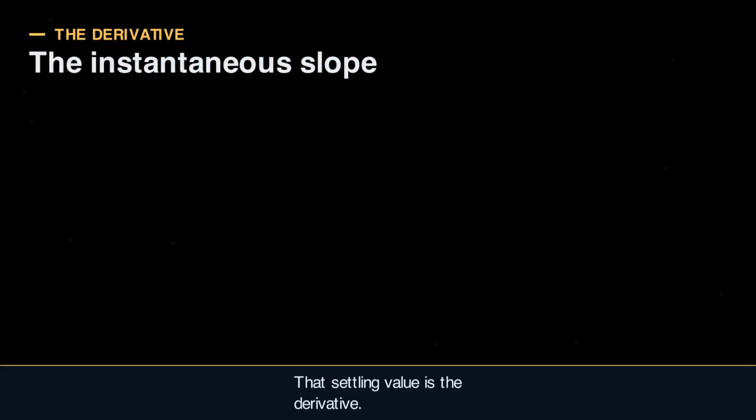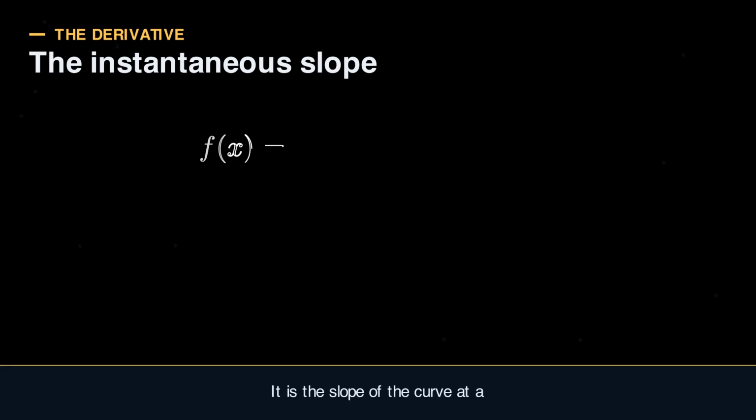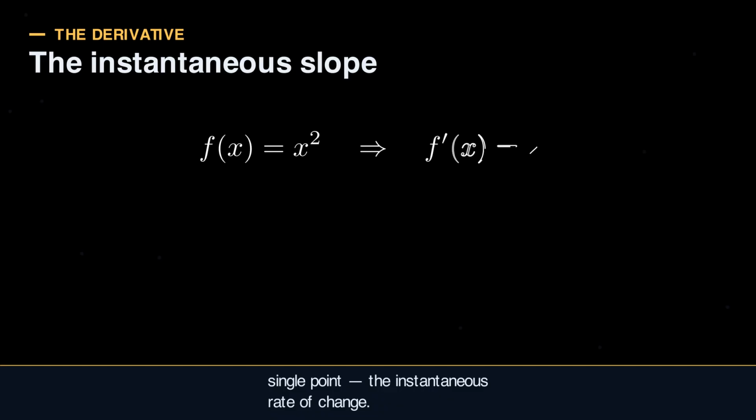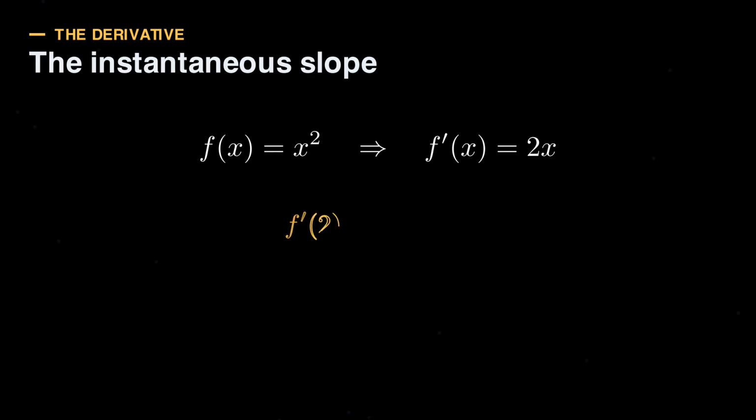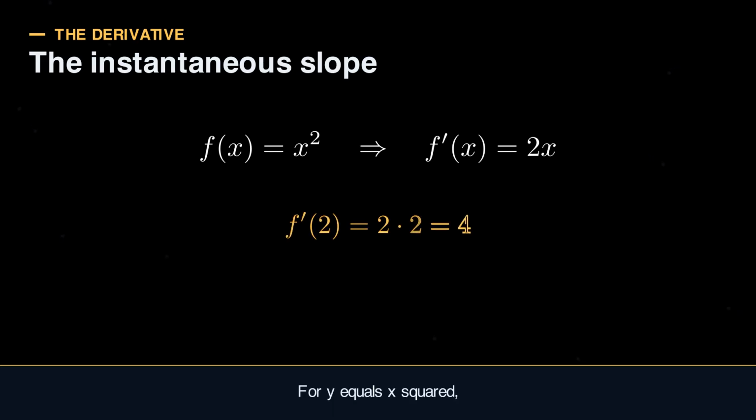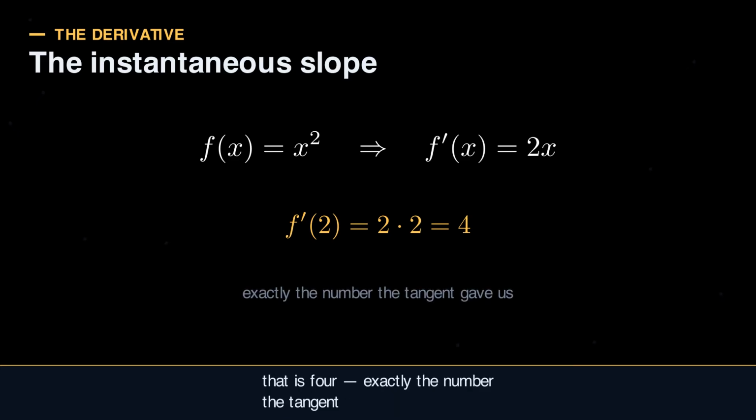That settling value is the derivative. It is the slope of the curve at a single point, the instantaneous rate of change. We write it f prime of x or dy dx. For y equals x squared, the derivative turns out to be 2x. At x equals 2, that is 4, exactly the number the tangent gave us.